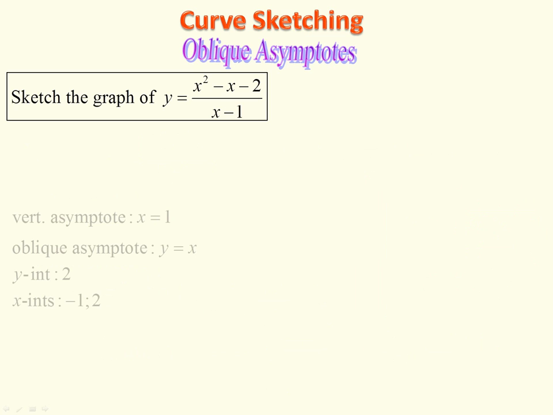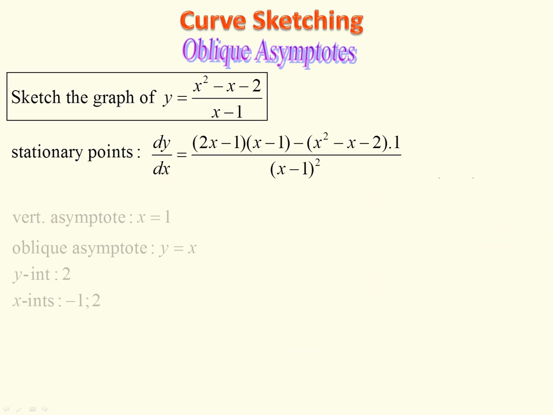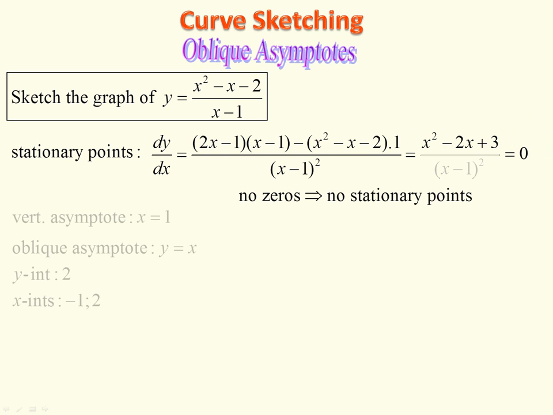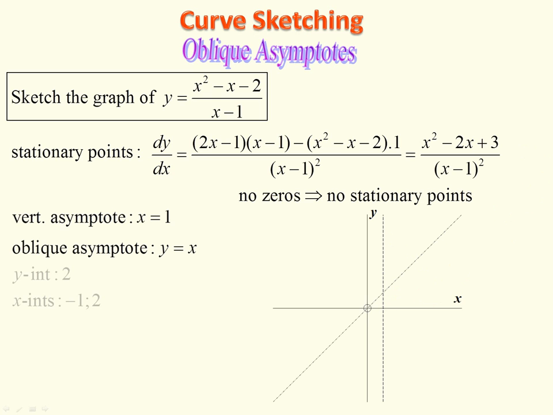Now we're going to draw the graph. So, stationary points. Oh, let's do that first. There we are. First derivative, differentiate. Simplifies to that. For that to be equal to 0, the top line must be 0, and this quadratic equation has unreal imaginary roots. You cannot use the quadratic formula. You end up with a negative inside the square root sign. No zeros. Therefore, no stationary points. Vertical asymptote, x equals 1. Oblique asymptote, y equals x.